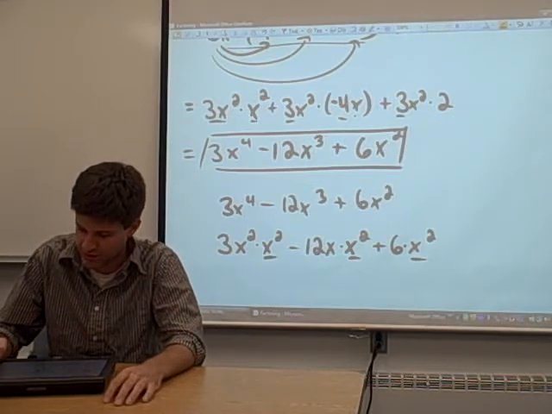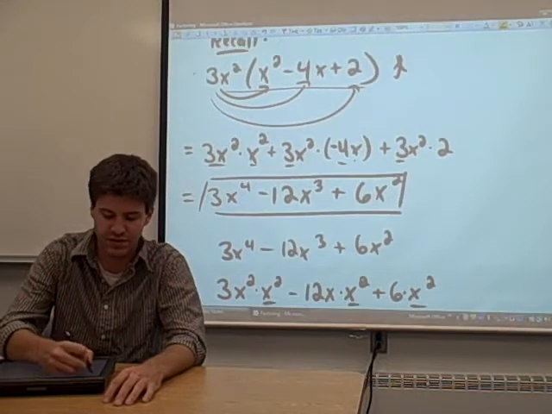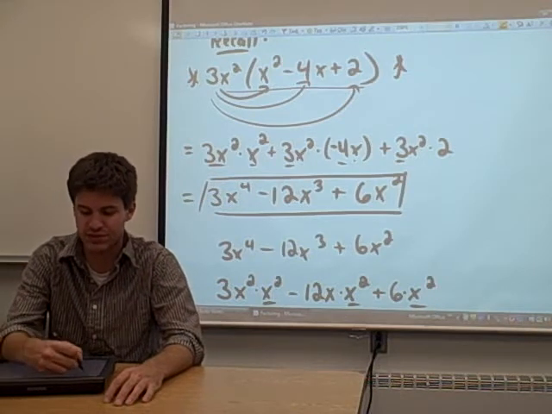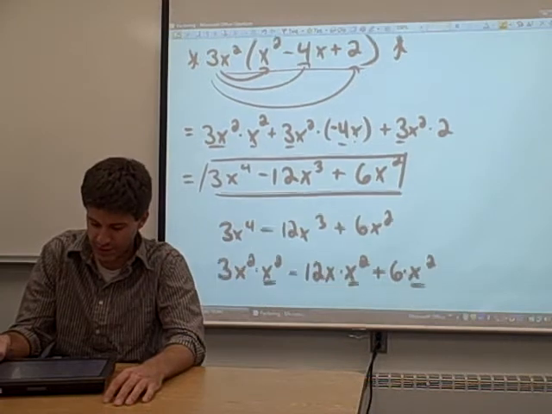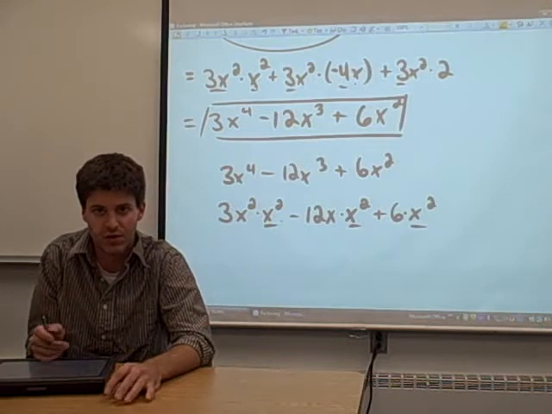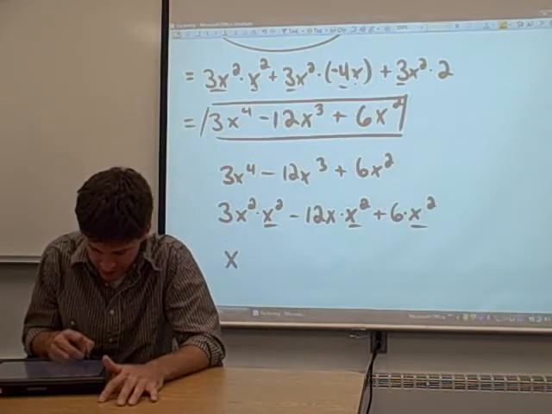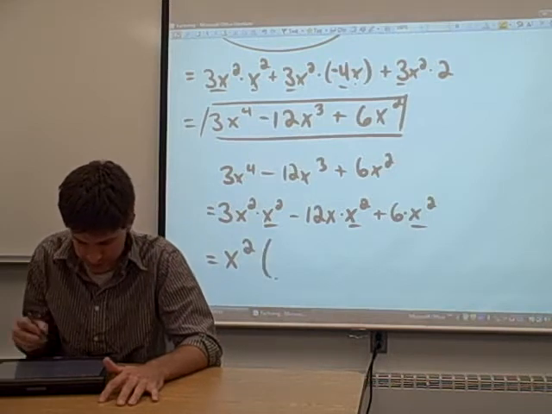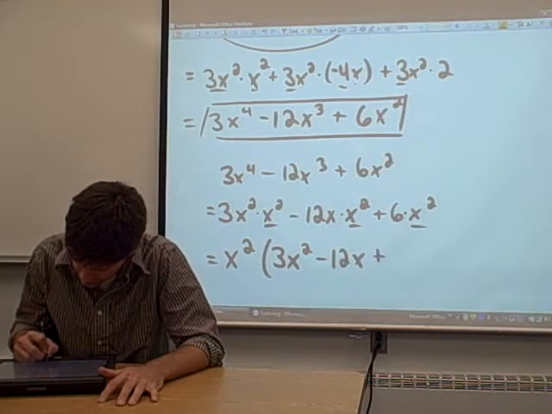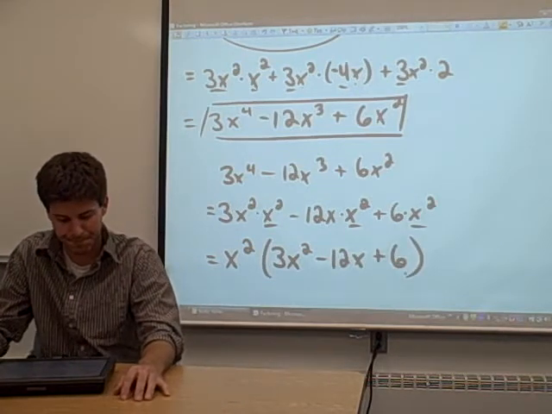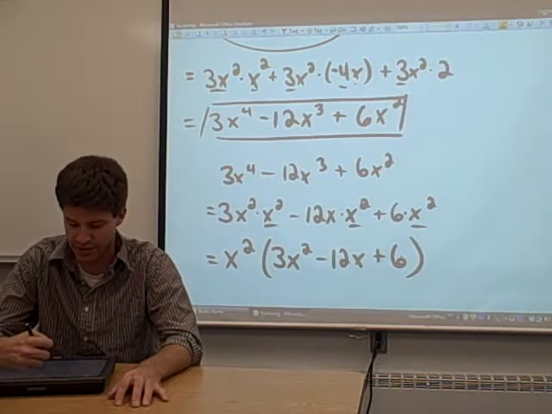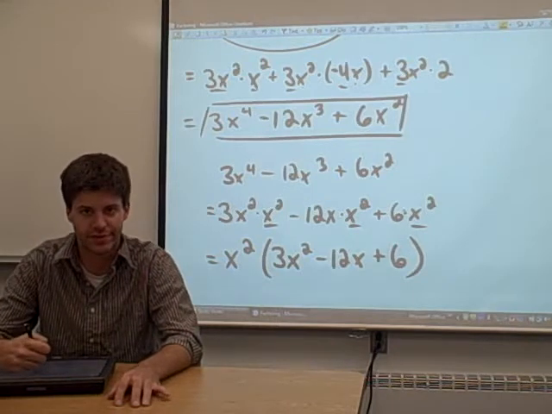Now we can do the opposite of the distribution that we did up here. In the previous problem we distributed the 3x squared to each term of the trinomial. Now we can do the opposite of that. We can say, there's an x squared in each one of these three terms. We can pull it out. What I mean by that is this. We could rewrite this whole expression like that. You'll notice that if we distributed this x squared to each of these three terms, we would get back where we started.